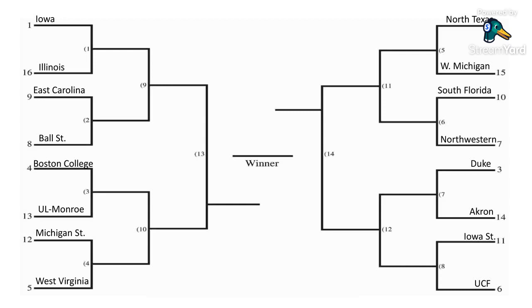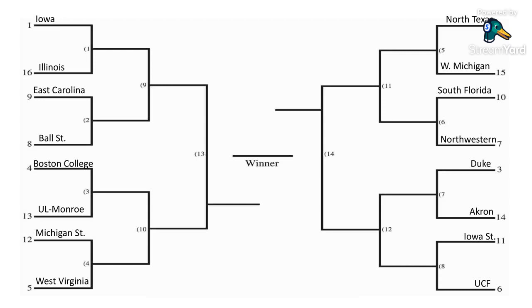So again, it's Iowa versus Illinois at Iowa, East Carolina and Ball State at Ball State. Boston College hosting UL Monroe, Michigan State going to West Virginia, North Texas hosting Western Michigan, Northwestern hosting South Florida, Duke hosting Akron, and UCF hosting Iowa State.